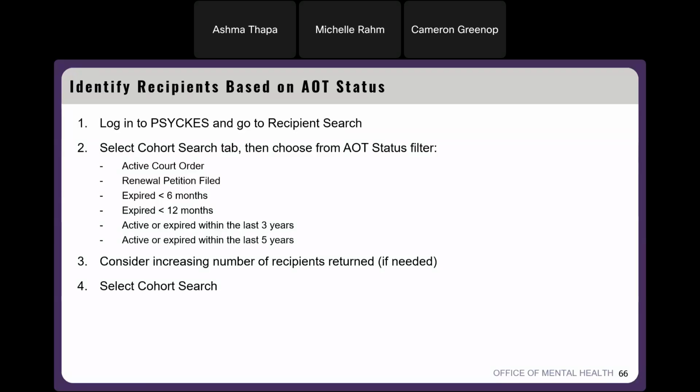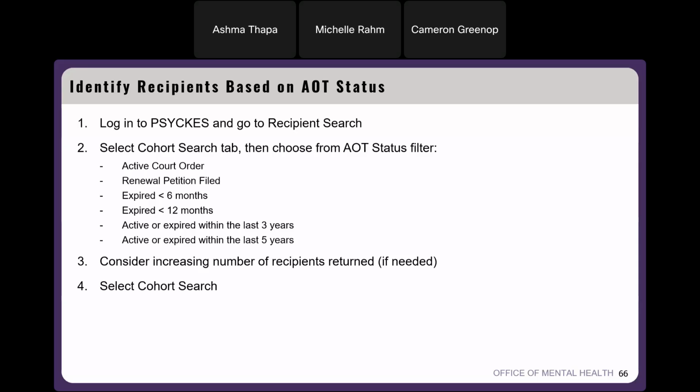So you have the option to search by recipients with an active court order, those who have a renewal petition filed, those with a court order that expired within 6 months, a court order that expired within 12 months, a court order that's either active or expired within the past 3 years, or one that's active or expired within the last 5 years.